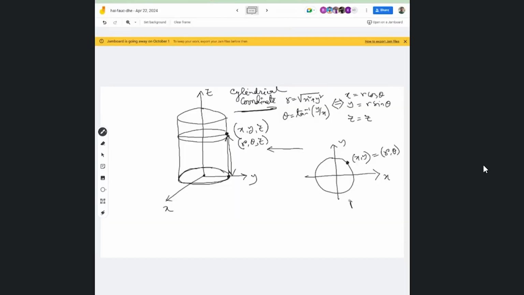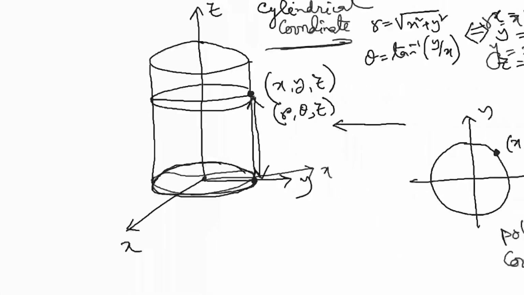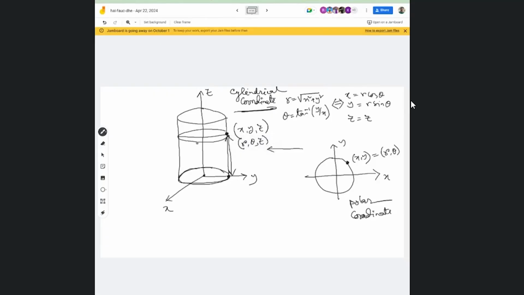Okay, so the polar coordinates with z equals z, this another coordinate that we have added here, we call it cylindrical coordinate. Previously it was polar coordinate that we discussed in the previous class, but now if I add the z direction to the polar coordinate, it becomes our cylindrical coordinate.